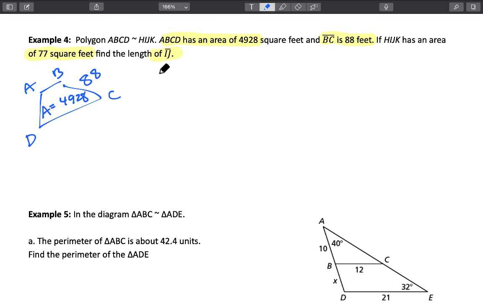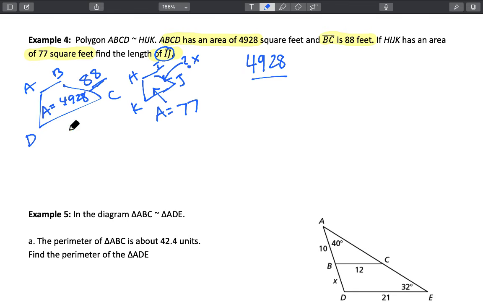Now let's draw a little bit of a smaller, similar figure. Let's say it looks like this. Here is HIJK. All right, now we know the area of this guy is 77, and IJ is now the measurement that we want to find. So here's side IJ. It corresponds to side BC. This is our side length in question, and let's call that X. So again, we have two areas. We've got a missing side over here that corresponds to a side that we have. Let's set up a proportion.